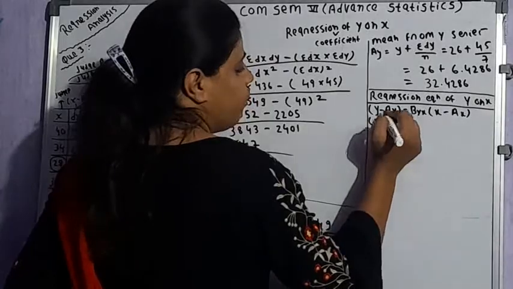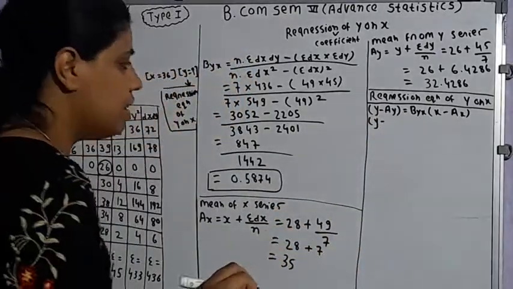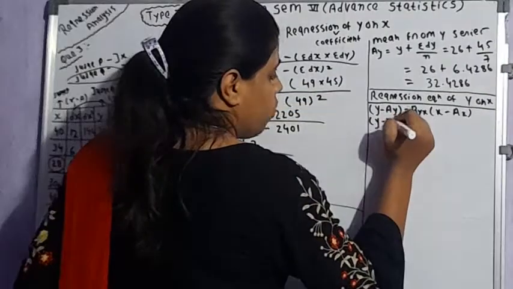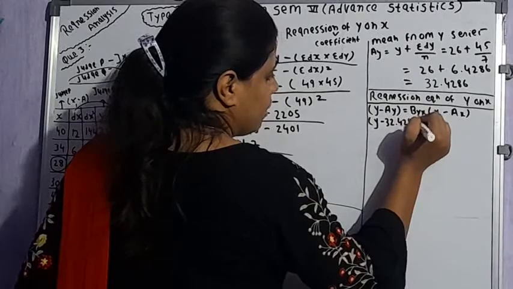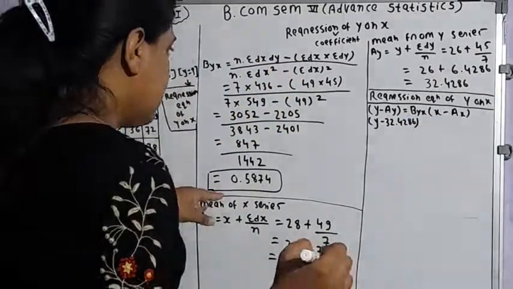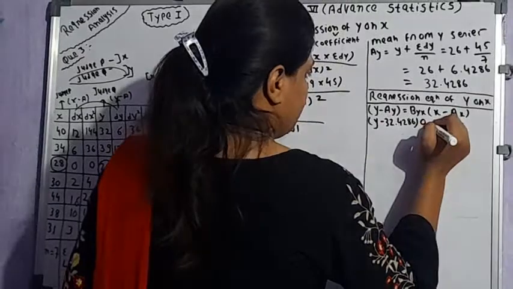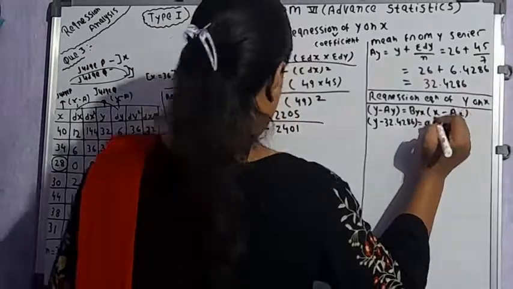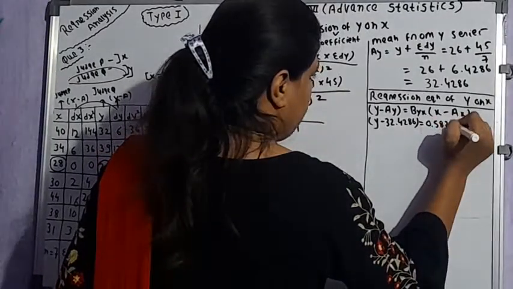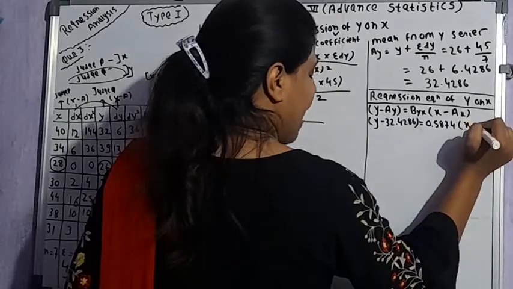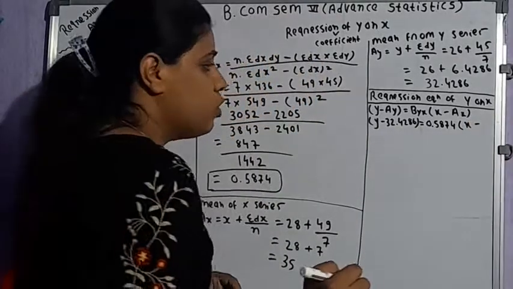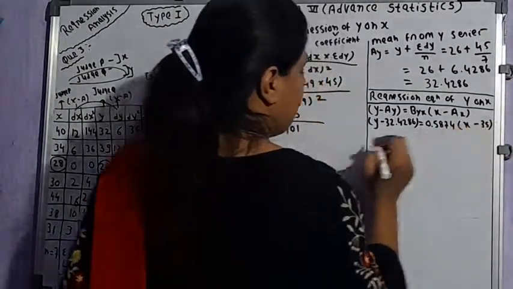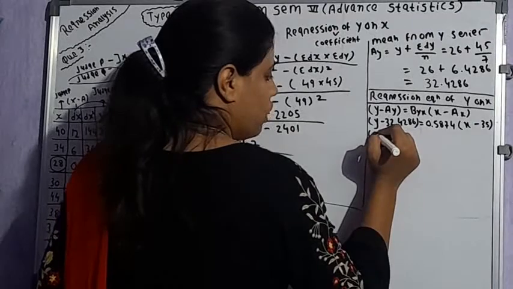So here we will put the values. Y would be as it is. The value of the mean from the y series is 32.4286. The value of byx is 0.5874. We put x as it is, and the value of the assumed mean from the x series is 35. So this way we have put the values. Now we have to go for the computation.